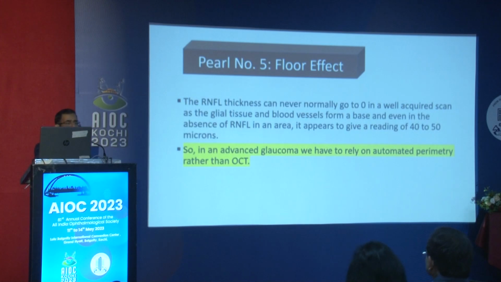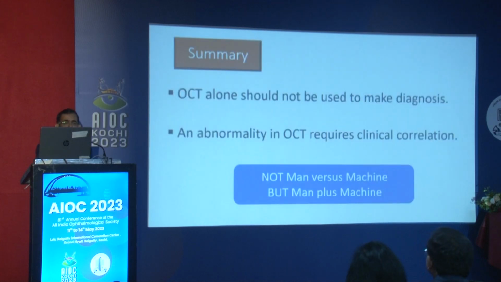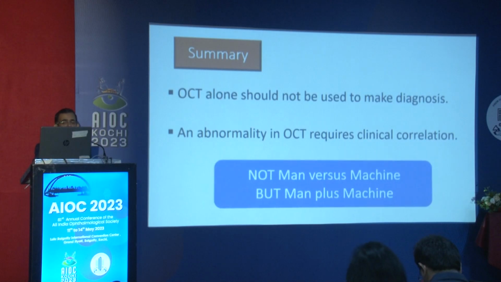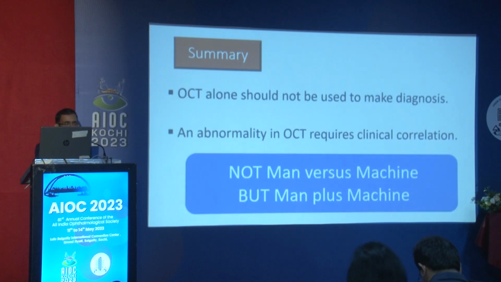One other limitation of the OCT machines is the floor effect. As I was saying, the RNFL values cannot go below 40 microns because of the presence of glial tissue and blood vessels. So in advanced glaucoma, we have to rely on automated perimetry rather than OCT. To summarize, OCT alone should not be used to make the diagnosis. An abnormality in the OCT requires clinical correlation, and it is not man versus machine, but man plus machine.